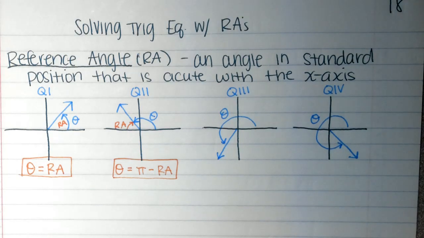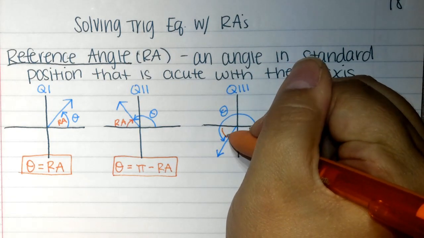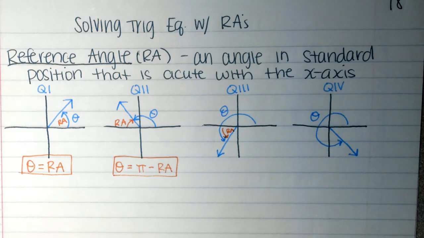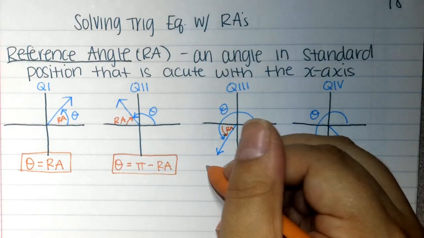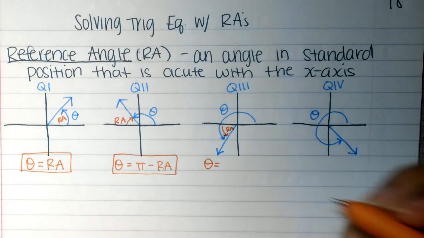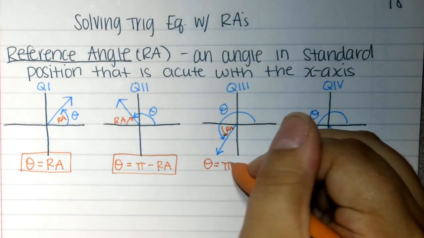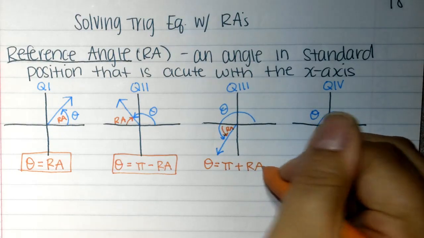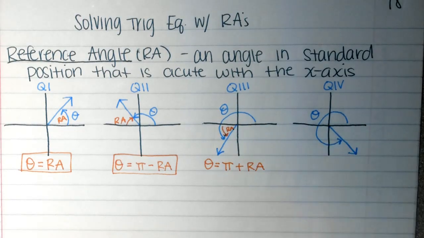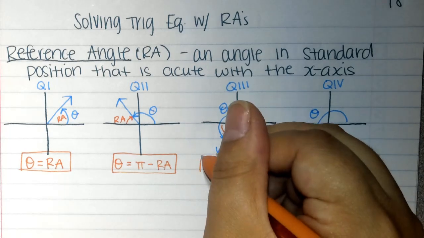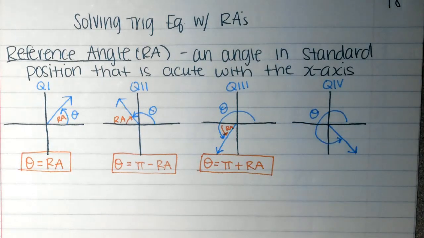What about for quadrant 3? Where is my reference angle? The acute angle with the x-axis. Do y'all agree that's from right here to here? How would I find theta in quadrant 3 using the reference angle? Pi plus my reference angle, because it goes 180 and then adds on. So quadrant 2 is pi minus the reference angle. Quadrant 3 is pi plus the reference angle.